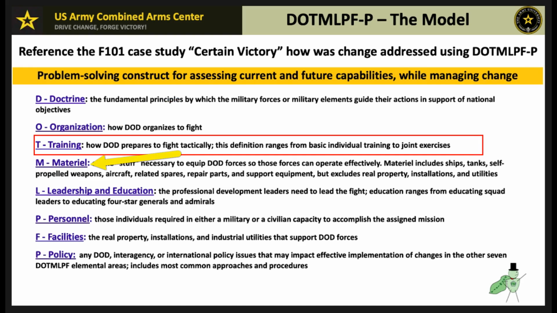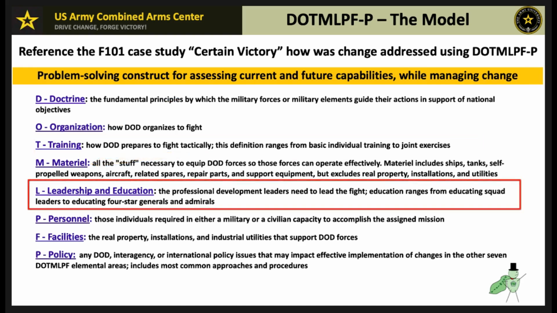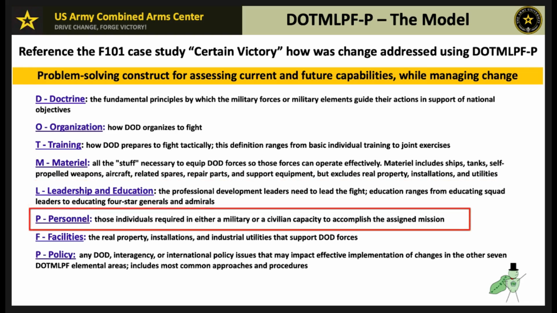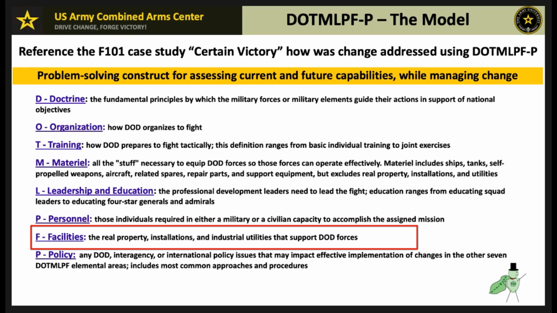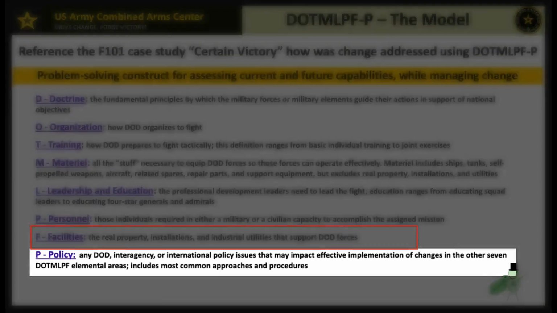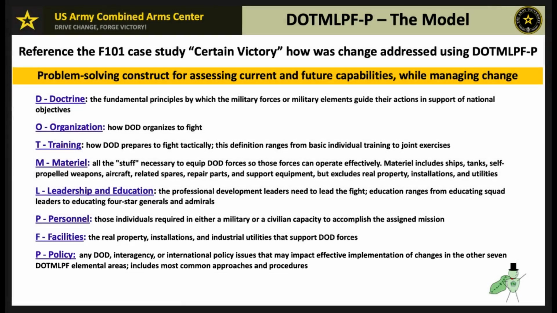materiel, it's our cool gear and all the other stuff we need to do the mission; leadership and education, how we grow leaders and competent professionals; personnel, who's doing the job, military and civilian; facilities, where we do what we do; and policy, the rules of the game. The Certain Victory case study from F101 gave some insight into these domains and how change is managed through this model, ensuring we're always ready for the next big thing.